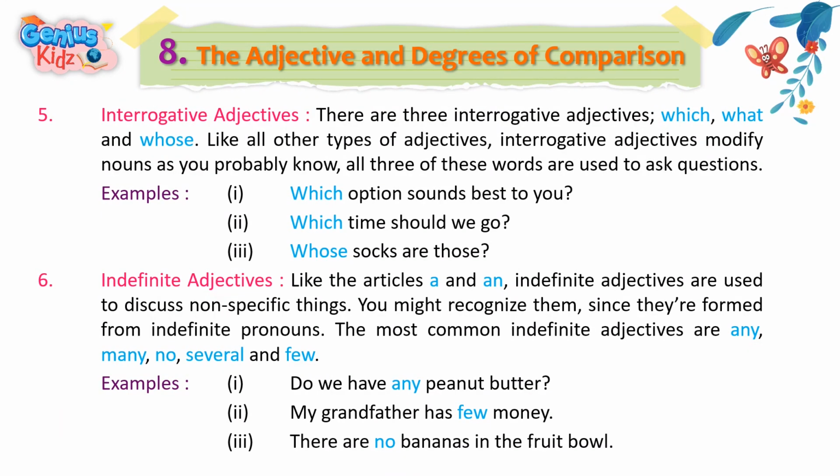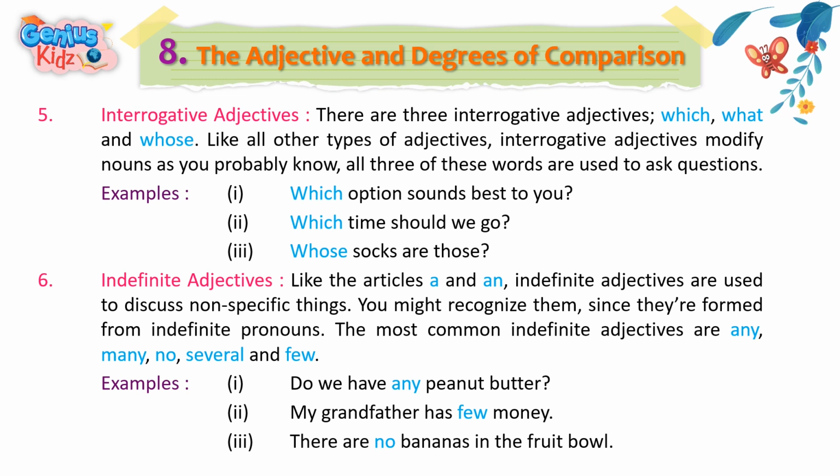5. Interrogative adjectives. There are 3 interrogative adjectives: which, what, and whose. Like all other types of adjectives, interrogative adjectives modify nouns. As you probably know, all 3 of these words are used to ask questions. Examples: 1. Which option sounds best to you? 2. Which time should we go? 3. Whose socks are those?